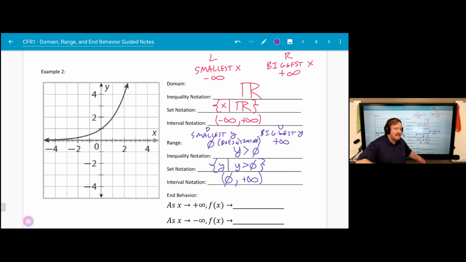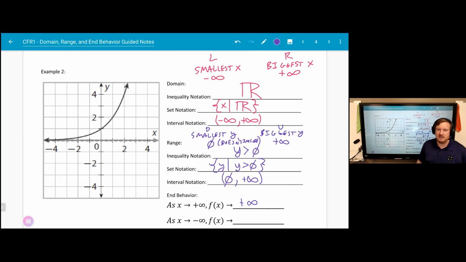Okay, that's our domain. That's our range. Let's talk about the end behavior. As x goes to positive infinity, I'm tracing to the right. My y values are pointing up. Pointing up means my y values are going to positive infinity. They're going higher and higher and higher without bound. They're unbounded y values as I go right in x.